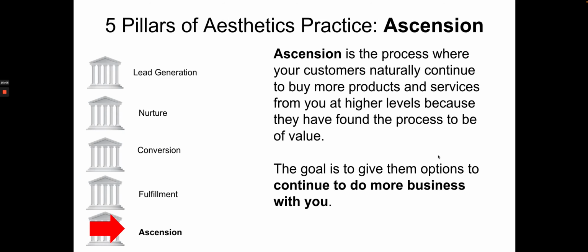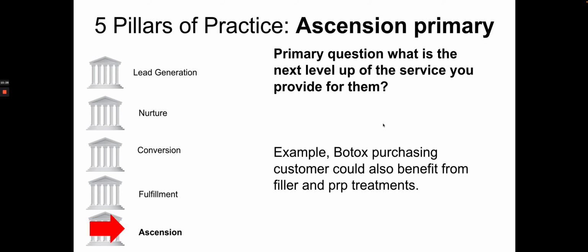And then finally, the last pillar, which is probably the most overlooked pillar, is ascension. It can be called many different things, but ascension is basically the process where your customers naturally continue to buy more products and services from you at higher levels because they've found that you've done a good job for them. The goal here is to give them options to continue to do business with you. A lot of people forget that with ascension, there are so many things that you can offer. But the primary question to ask is, what is the next level of service you can provide for them?